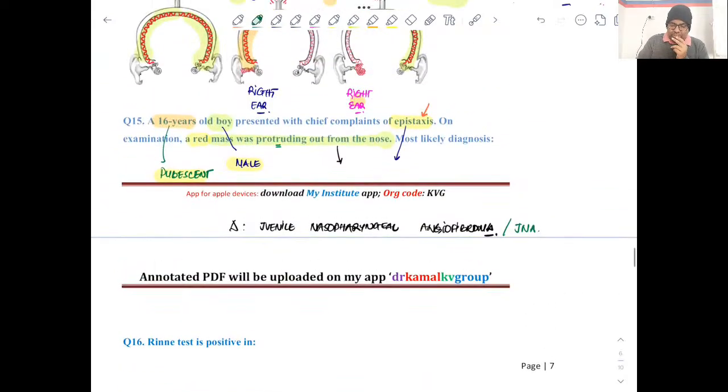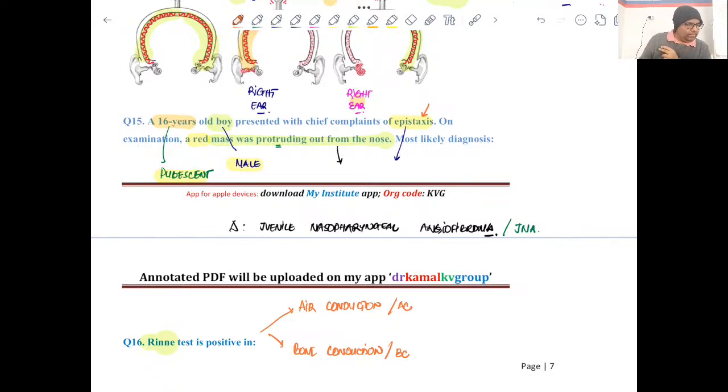Now, Rinne's test is positive in. Again, this is a tuning fork test. And what are we actually checking here? We are checking air conduction, and we are checking bone conduction. Right? So, AC and BC. Now, what is happening? We will tap the tuning fork, and we will place it over the mastoid process. And we will ask the patient, are you hearing any sounds? The moment the patient says that I'm not hearing any sounds, we will remove the tuning fork and place it in front of the external auditory canal.